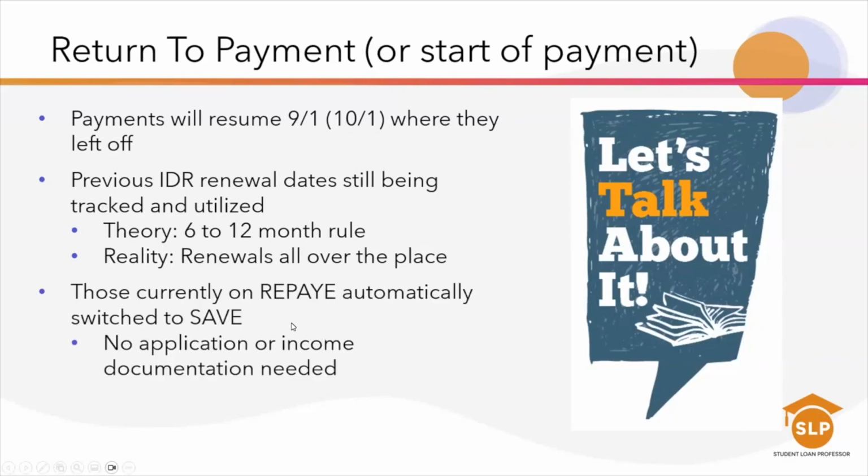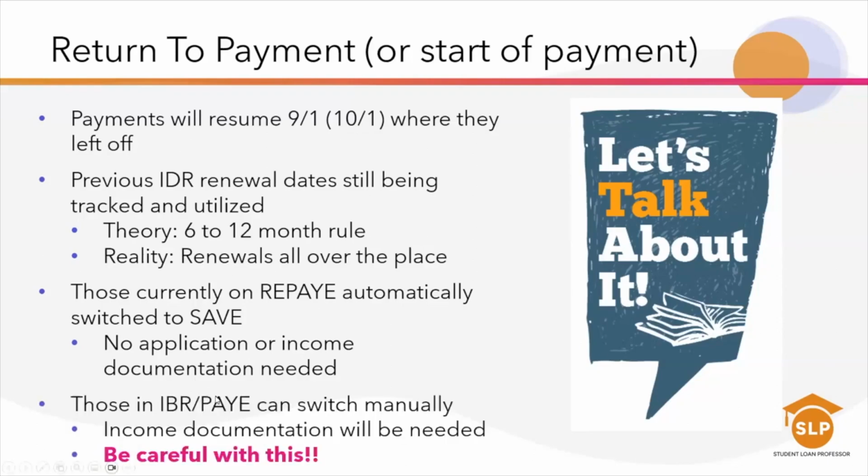And then very important here, if you were already on the SAVE plan, or excuse me, the REPAYE plan, they are automatically switching you to the SAVE plan. You don't have to do anything. And more importantly, you don't have to recertify your income. However, if you want to get on the SAVE plan, let's say you're on IBR or Pay As You Earn, you have to manually apply for it, which will require you to provide new income documentation.